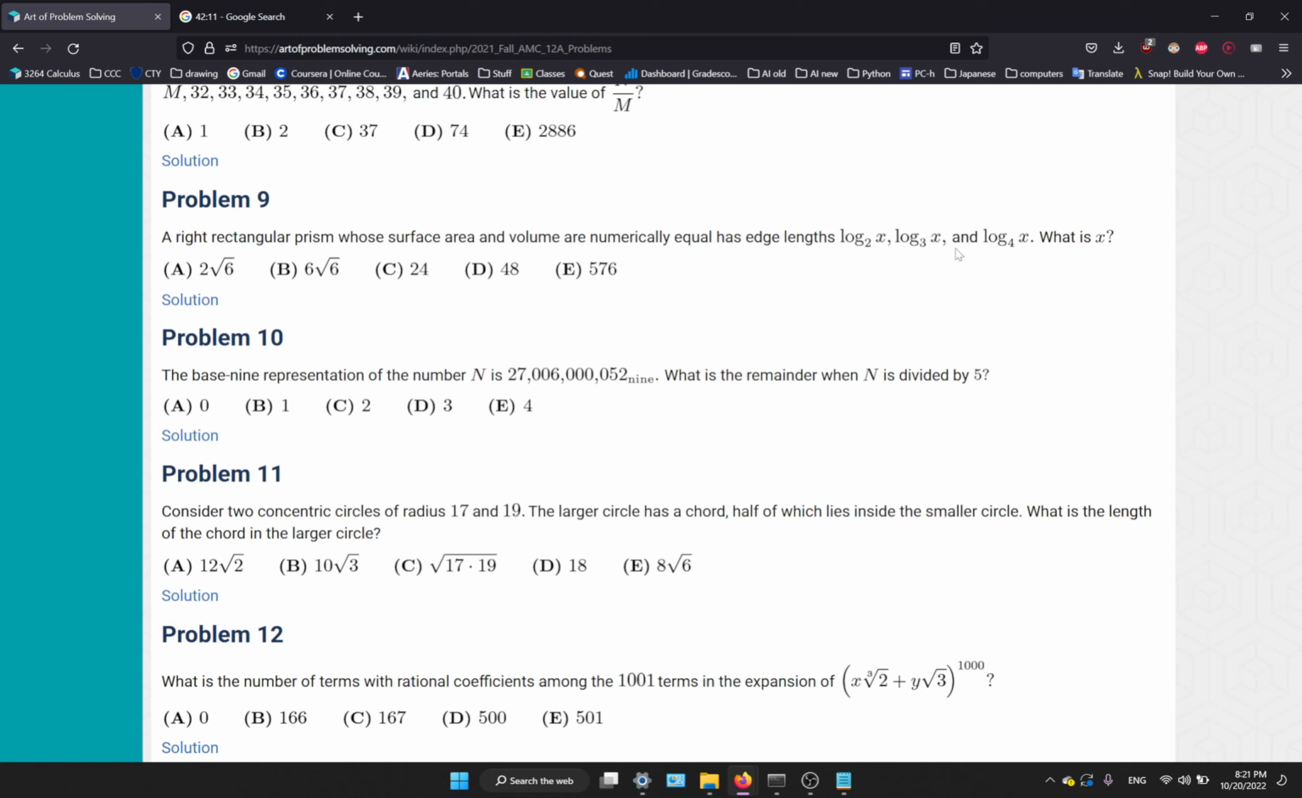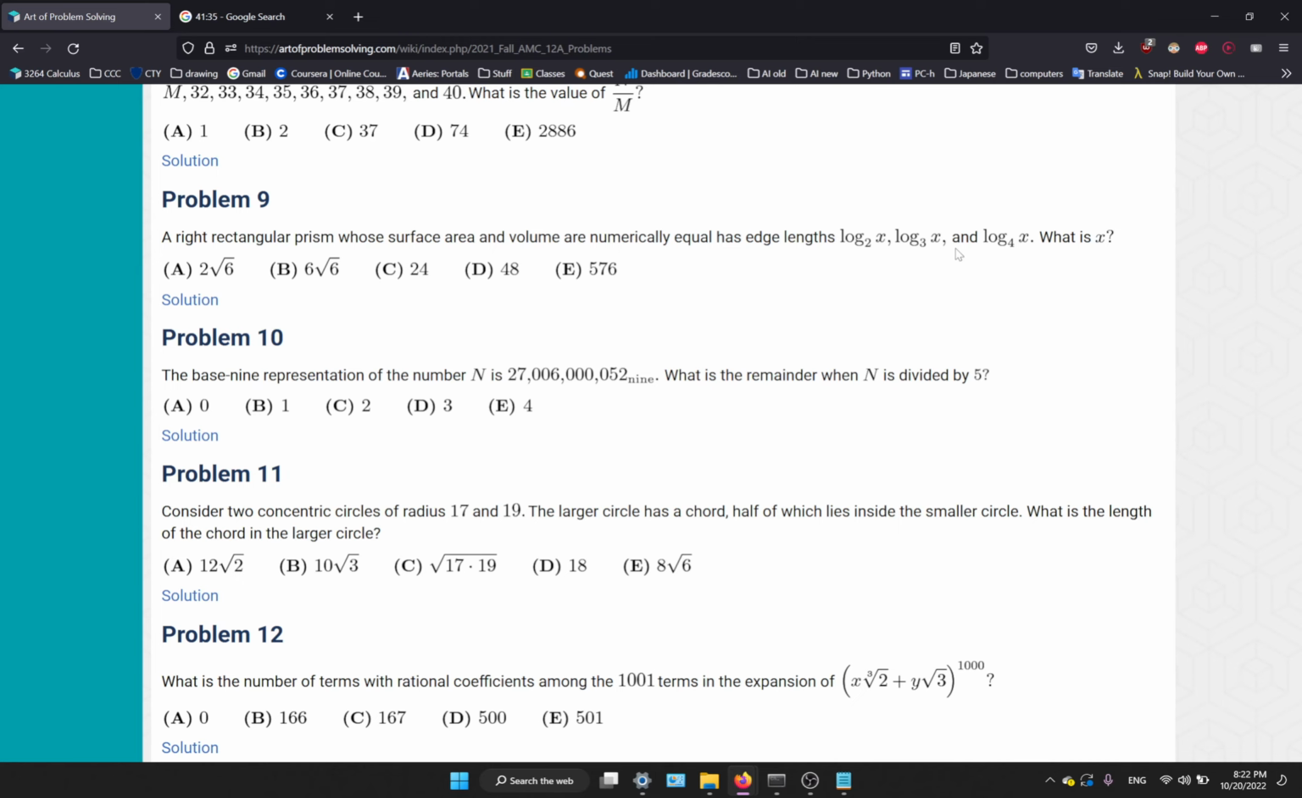Surface area is what? It's gonna be 2 times length times width plus width times height plus length times height. Does that make sense? How'd I get the 2? Because there's 2 sides. And volume is equal to length times width times height.